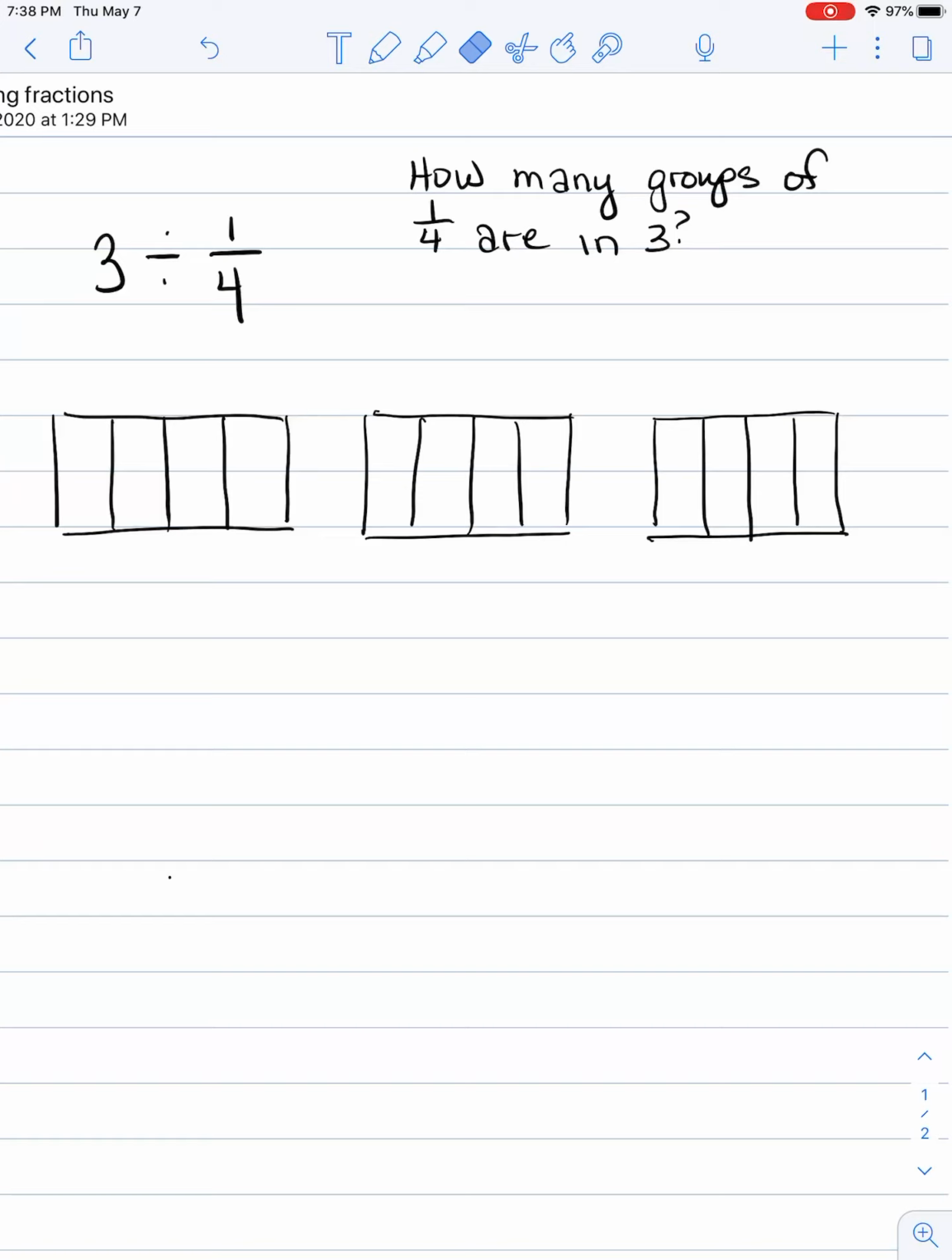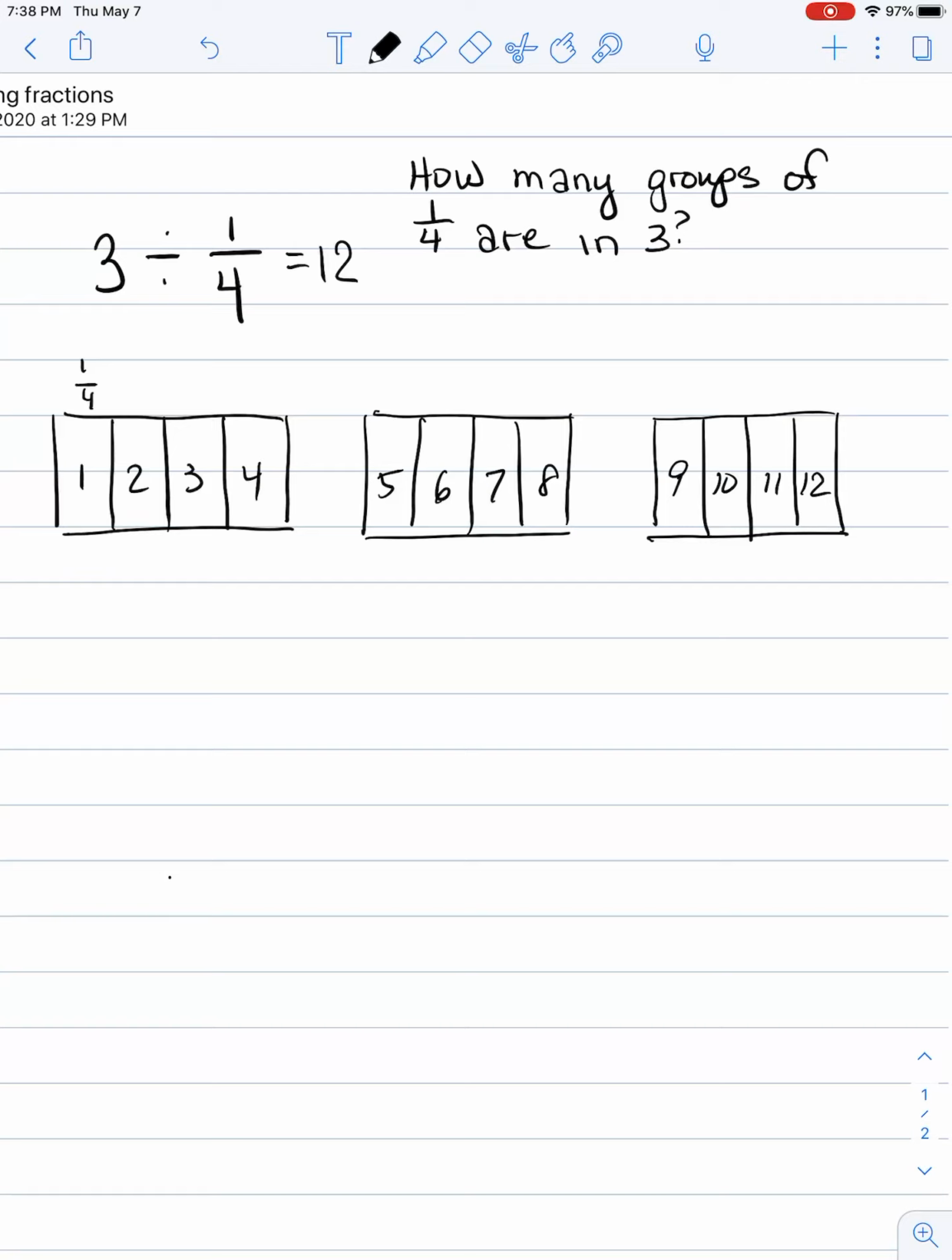Let's see. Each of these is 1/4, right? So we have 1, 2, 3, 4, 5, 6, 7, 8, 9, 10, 11, 12. And so we know that the answer is 12. Okay, there are 12 groups of 1/4, or 12 fourths in 3.